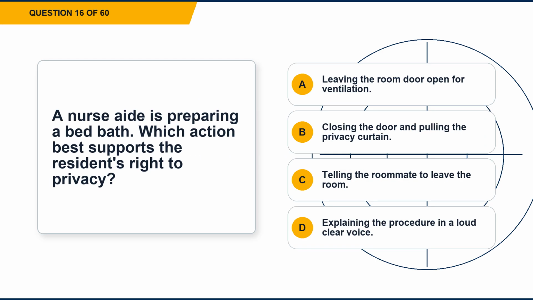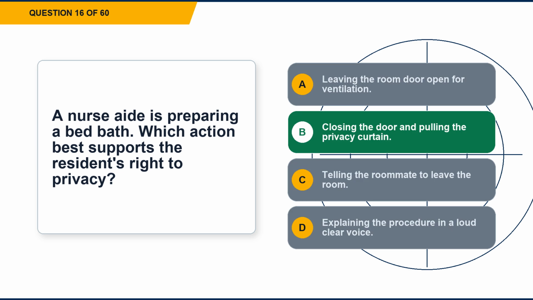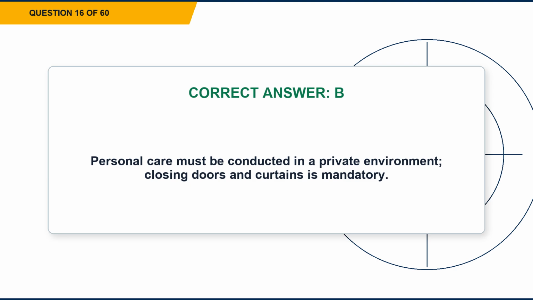Question 16. A nurse aide is preparing a bed bath. Which action best supports the resident's right to privacy? Option A, leaving the room door open for ventilation. Option B, closing the door and pulling the privacy curtain. Option C, telling the roommate to leave the room. Option D, explaining the procedure in a loud, clear voice. The correct answer is option B, closing the door and pulling the privacy curtain. Explanation. Personal care must be conducted in a private environment. Closing doors and curtains is mandatory.